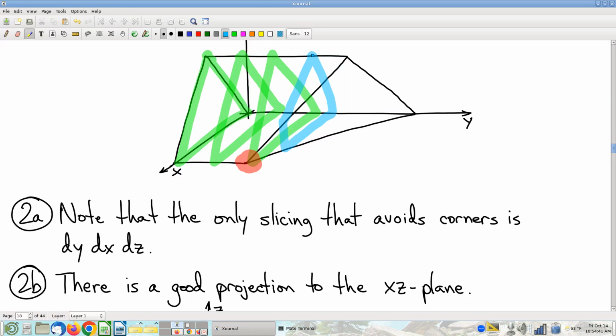This angled plane over here is going to start chopping the ends off our little green triangles, right? So when I start doing my x and z bounds, the x and z bounds for this blue cross section is going to be qualitatively different than for the green cross sections. And so if we slice through a corner, bad things happen, and so we don't want to do that.